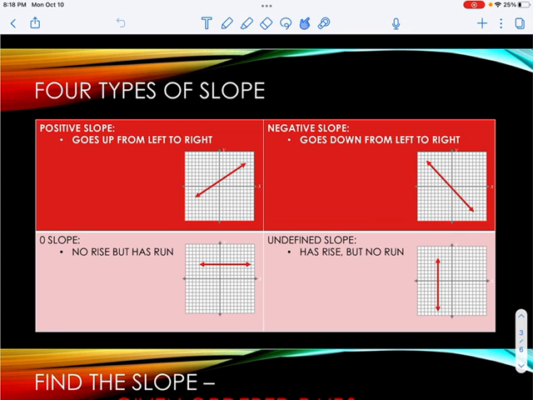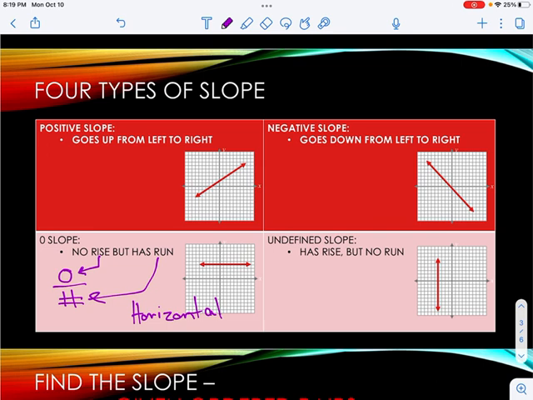What that means is that either your rise is going to be negative and your run positive, or the flip of that, your rise positive and your run negative. So they have to be different signs to get a negative slope. The third possibility that we could get is what is called a zero slope. In order to get a zero slope, you would have 0 over some number. What that means is you have 0 rise, but you do have run, which is going to give us a horizontal line.